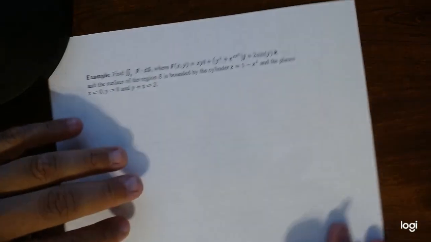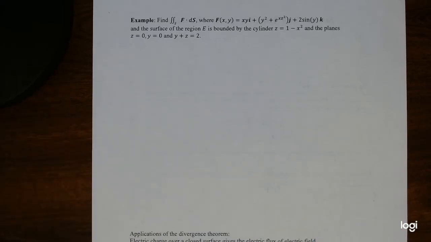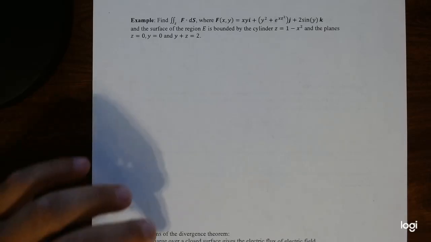So let's try one more example to get you more comfortable with flux. Find the surface integral of F dS, where our vector field is that, and the surface is the region E bounded by the cylinder z equals 1 minus x squared, and the planes z equals 0, y equals 0, and y plus z equals 2.